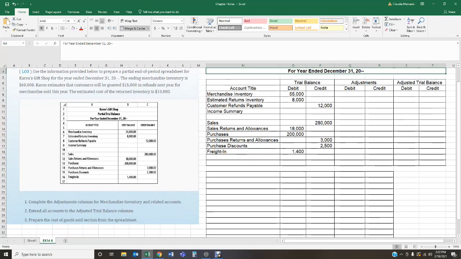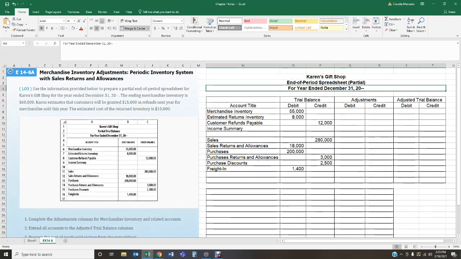We have three requirements. The first one is to complete the adjustments column for merchandise inventory and related accounts. So I've added my adjustments column. Second is to extend all accounts to the adjusted trial balance column, which I have included here in my worksheet. And third is to prepare the cost of goods sold section from the spreadsheet. Okay, so we have three requirements. Like I stated before, I just copied the information provided in the partial trial balance over to my spreadsheet, and then we can begin working on our adjustments.